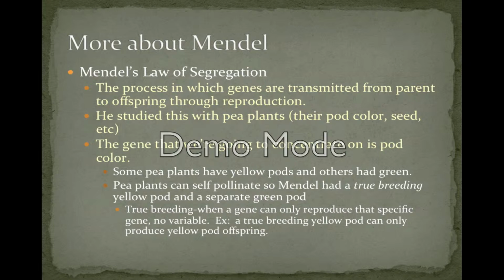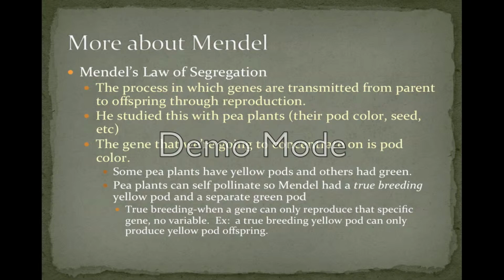Some pea plants have yellow pods and others have green. Pea plants can self-pollinate, which means that they can reproduce using their own DNA. So Mendel had true breeding yellow pod and true breeding green pod pea plants. Now, what is true breeding? True breeding is when a gene can only reproduce that specific gene, so there are no variables. For example, a true breeding yellow pod can only produce yellow pod offspring, and the same thing goes for green or any other trait.